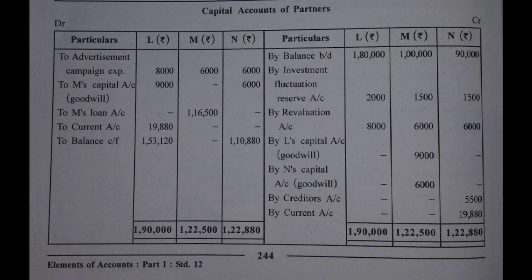Once you obtain the figure of new ratio, new capital, then you have to total the capital accounts for the second time, and then you can write the amount of total and the balance of capital. So for the column of N, 6,000 plus 6,000 plus 1,10,880 is to be included in total, and the total is 1,22,880 minus 90,000 minus 15,000 minus 6,000 and minus 5,500 gives you 19,880 again, which is to be transferred in current accounts of partners.